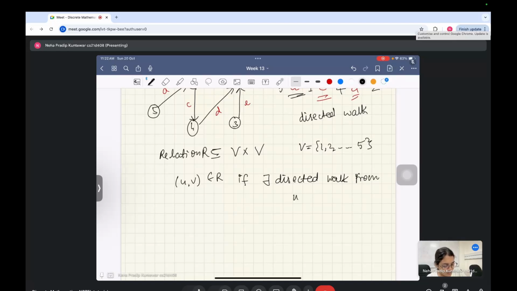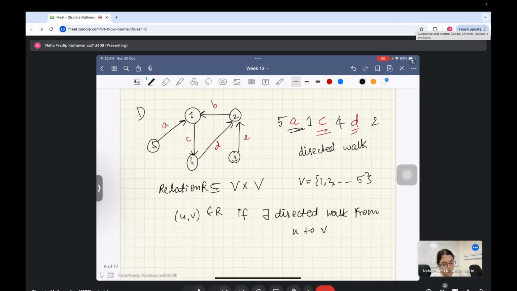So from U to V. In this case, for example, if you start at the vertex 5, you have a directed walk that can take you to the vertex 2 by taking these edges. So therefore 5 comma 2 would be in this relation.